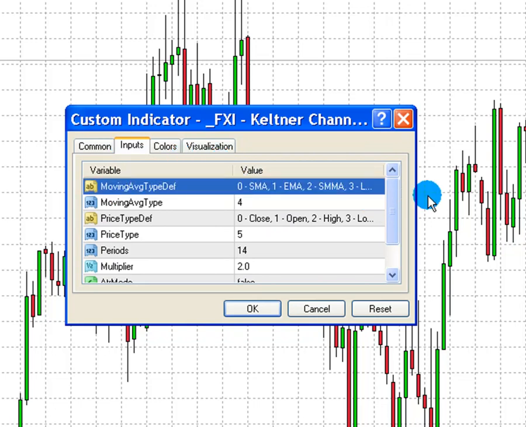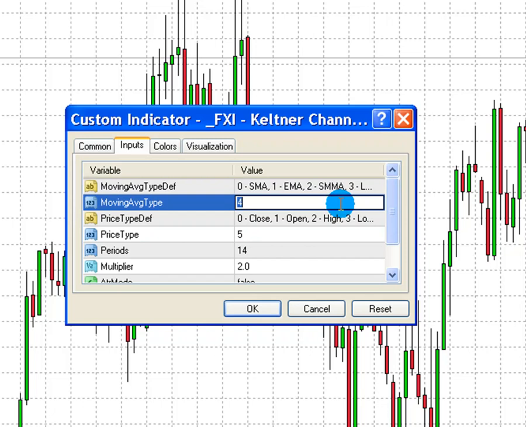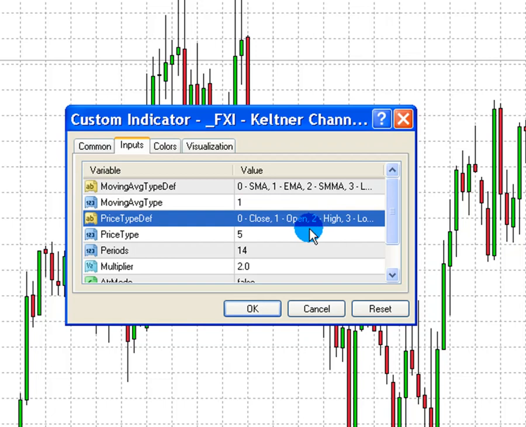Moving average type def is the valid inputs for the moving average type setting. This is the type of moving average that we will be calculating for our midline. A value of 4 is our instant trend line, which is a low band pass filter on the price action. We'll just mix things up, and let's just make that an EMA or exponential moving average. We'll then walk you through the other things.